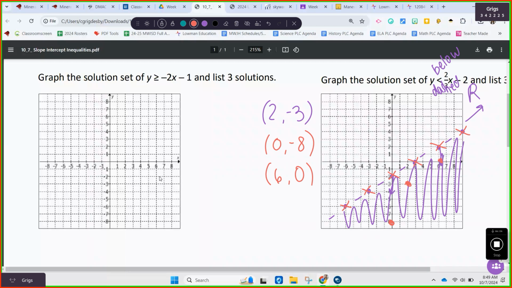Give me an ordered pair to check. 0, -8. So I'm going to label my x and my y, and I'm plugging it into the inequality. If I have y is less than 2/3 x minus 2, for my y value I'm going to plug in -8 is less than 2/3 times 0 minus 2. So now I just solve it out to make a true or false statement.